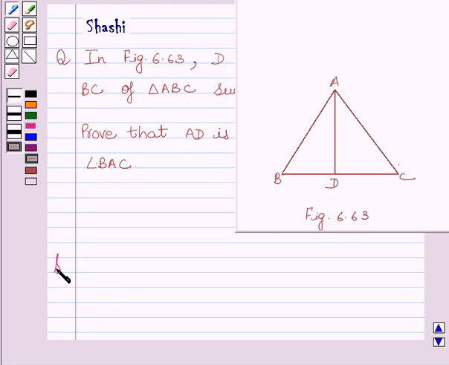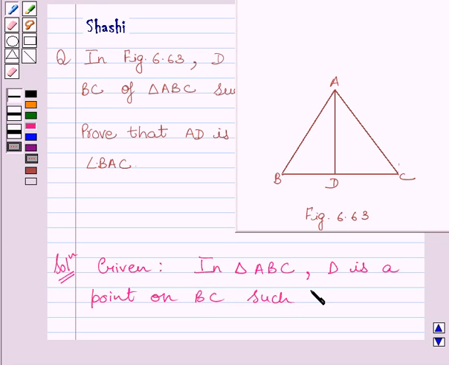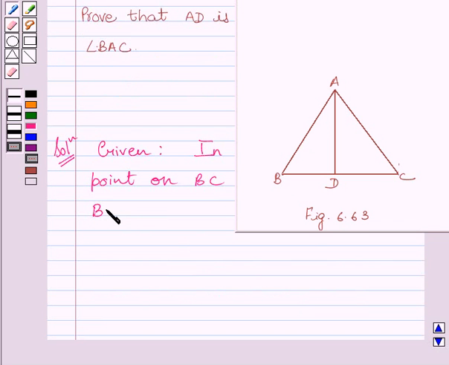Now let us start with the solution. Now we are given in triangle ABC, D is a point on BC such that BD upon CD is equal to AB upon AC. Now we have to prove that AD is the bisector of angle BAC, or we can say we have to prove that angle BAD is equal to angle CAD.